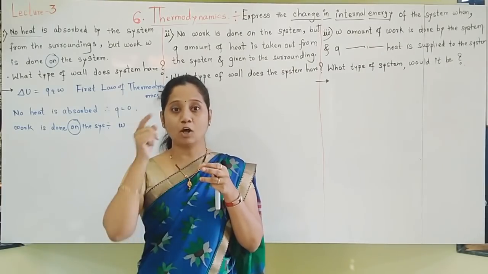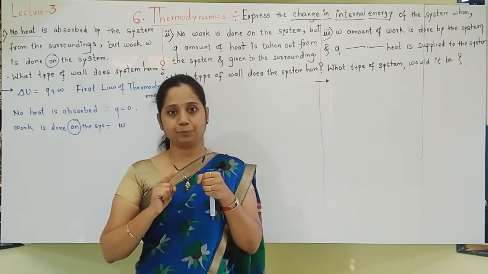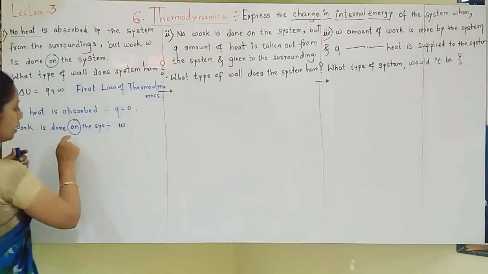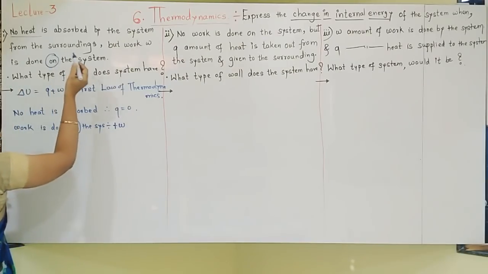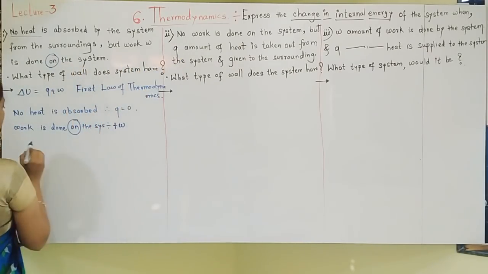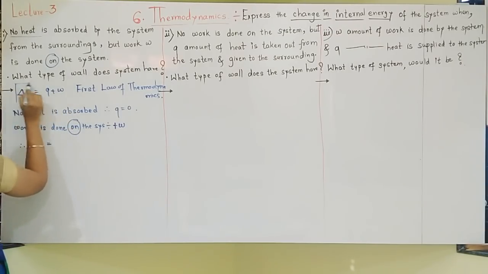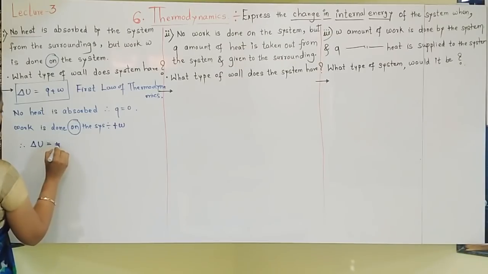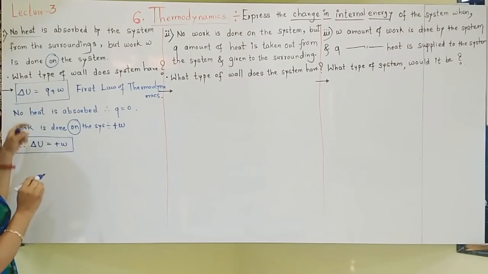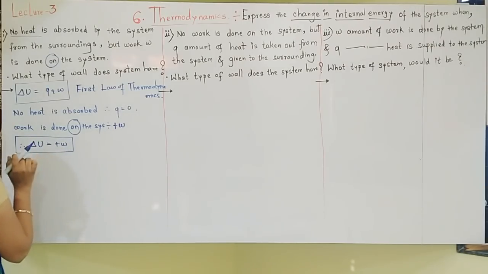Heat absorbed positive, heat given out negative. Work: work done on the system is positive, work done by the system is negative. Now what is given here? Work is done on the system, so work must be positive. So what can we write for the change in internal energy? Actually the formula is delta U is equal to Q plus W. Q is 0, and that's why the answer is plus W. Understood? Q plus W, Q is 0, so plus W is your answer.